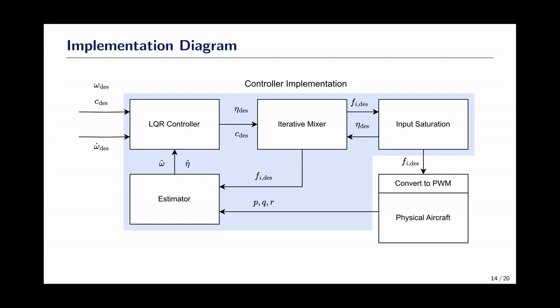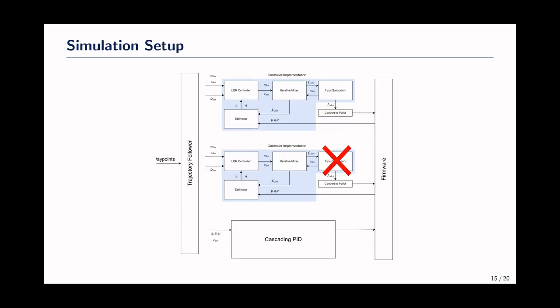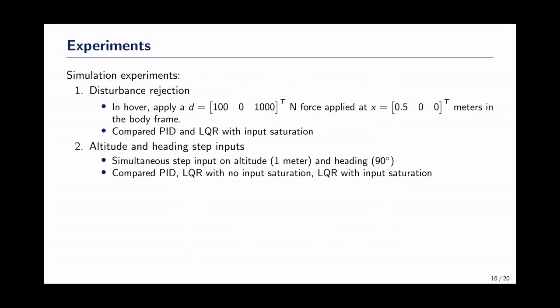So here's a little diagram. I'm going to skim over this, just showing how information progresses through the system. In my simulation setup, I compared 3 different simulators. That's what this is showing. On the top one, I got the full LQR design with the prioritized input saturation. The middle one, I just removed the input saturation to compare what that input saturation scheme does to our system. And then I finally compared that to a PID control as well.